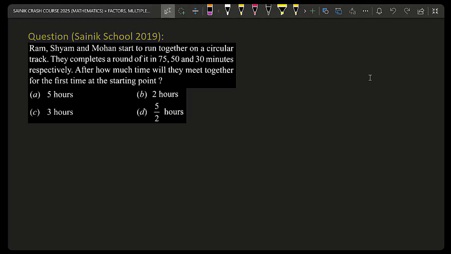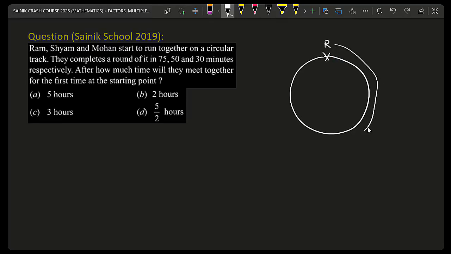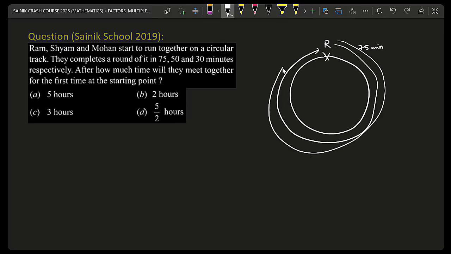See, Harshvardhan, for example, there is a circular track and this is the starting point. So Ram started here. Ram completes one rotation in 75 minutes. That means Ram reaches the starting point in 75 minutes. The next time when Ram reaches the same point again, how much time does it take? Sir, 75 plus 75, so it's nothing but 150, right? Yes, sir.